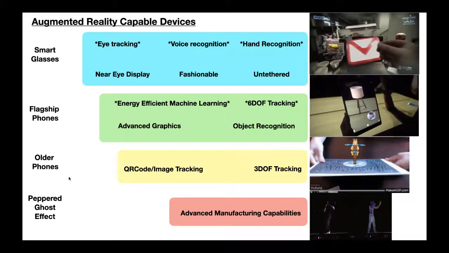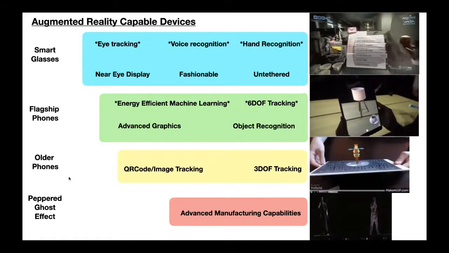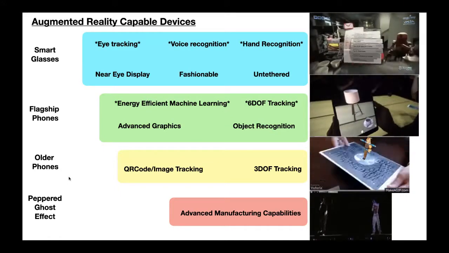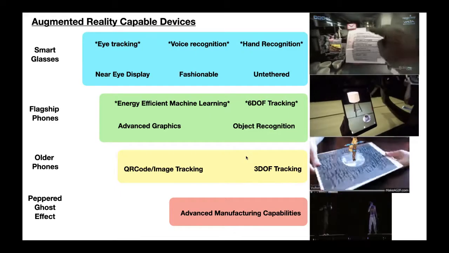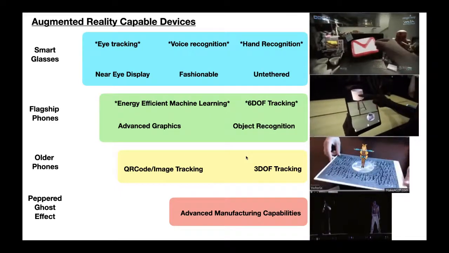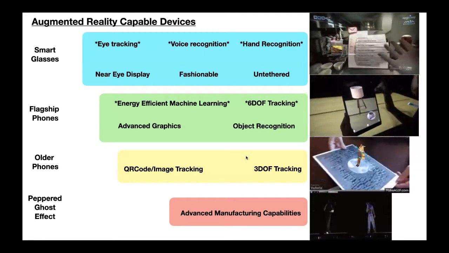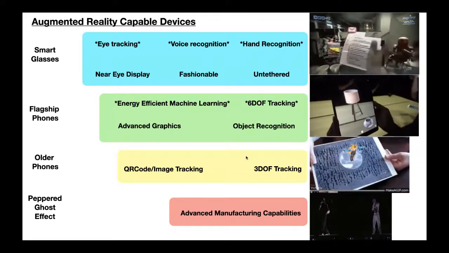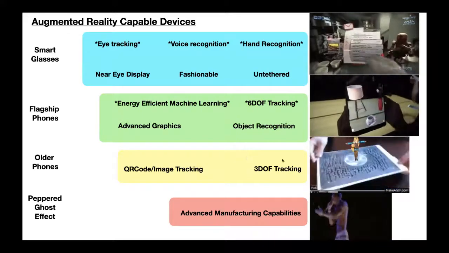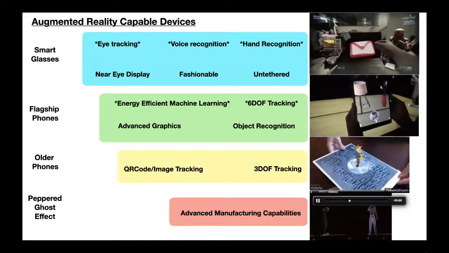From there, we have older phones. This is where we get like the QR codes and the image tracking and just 3 degrees of freedom tracking. So this is that ability to, again, move all around that object, look all around that object, but you won't be able to actually move closer or further away. You can just be close enough to detect it. And then as you see in this image, rotate that image around.